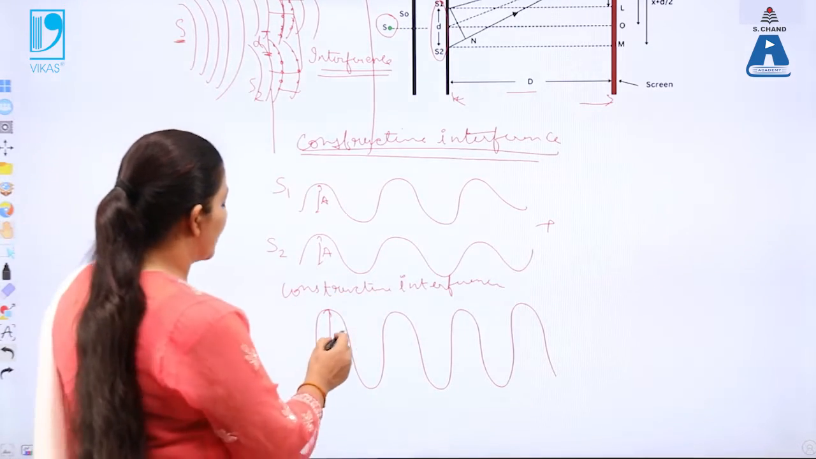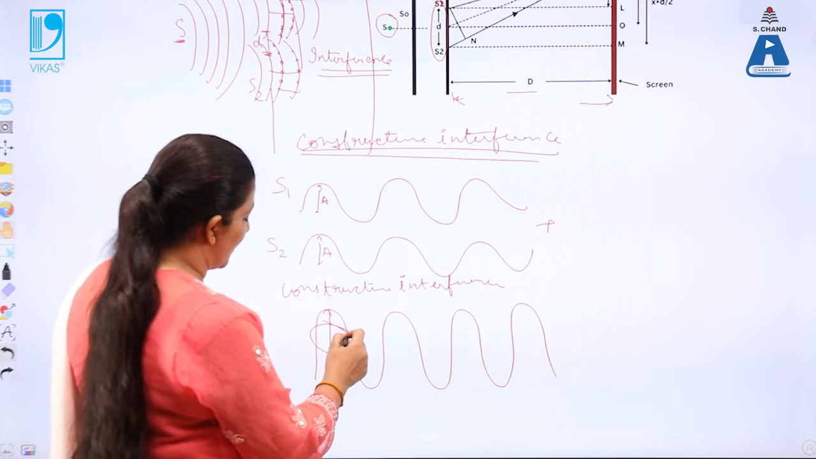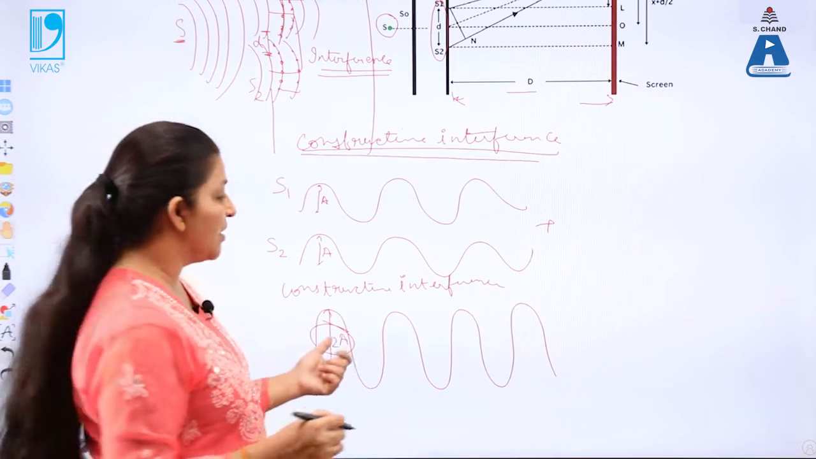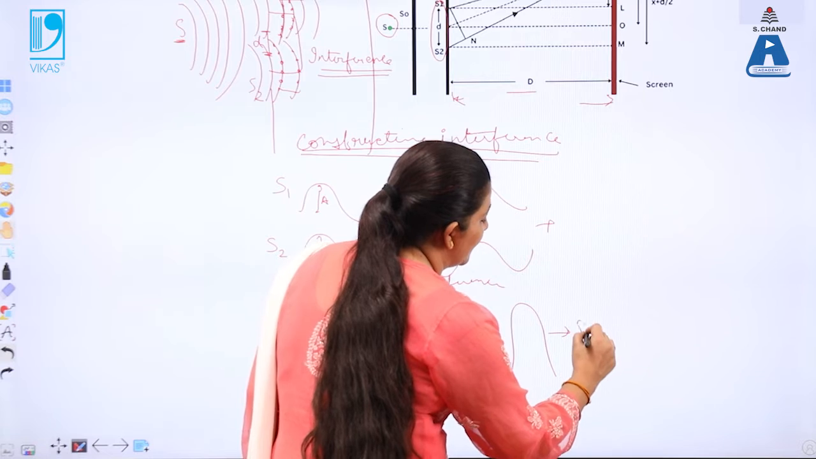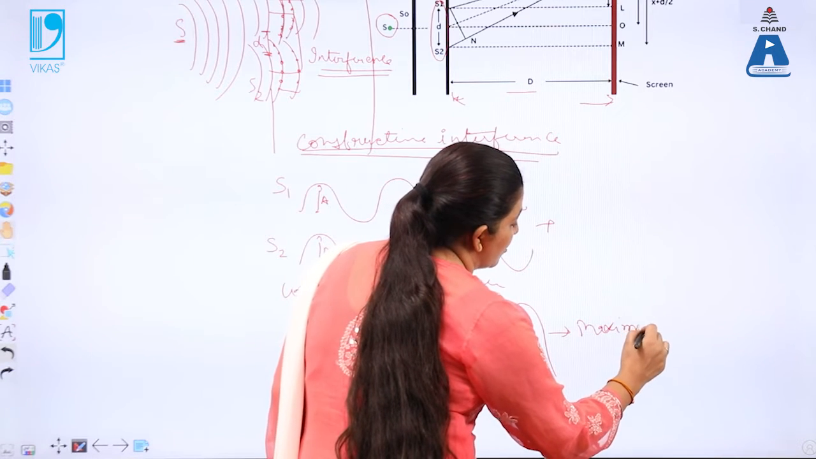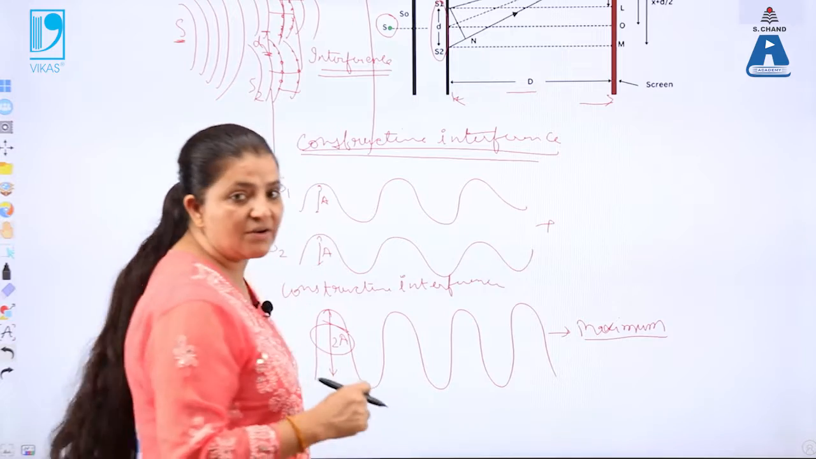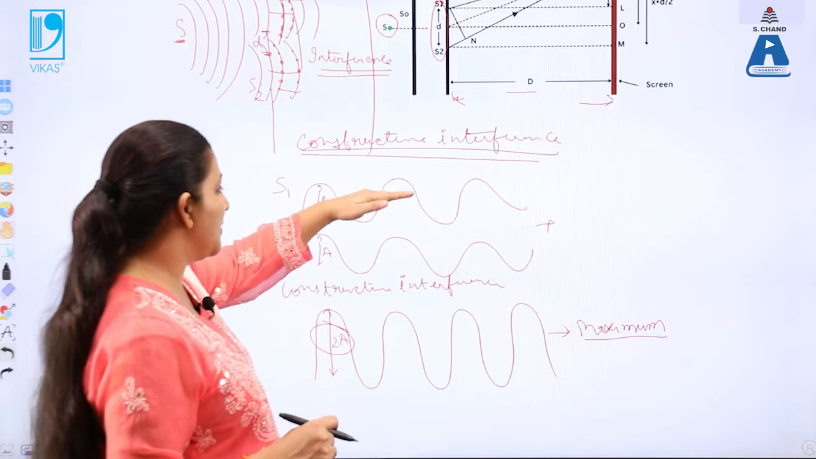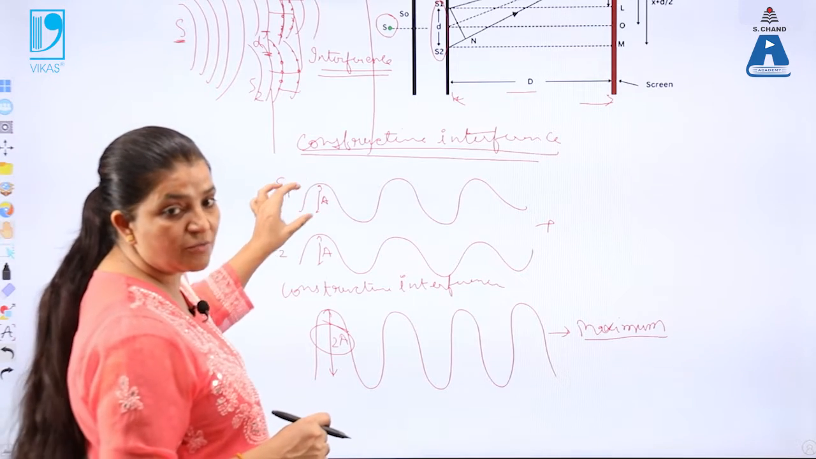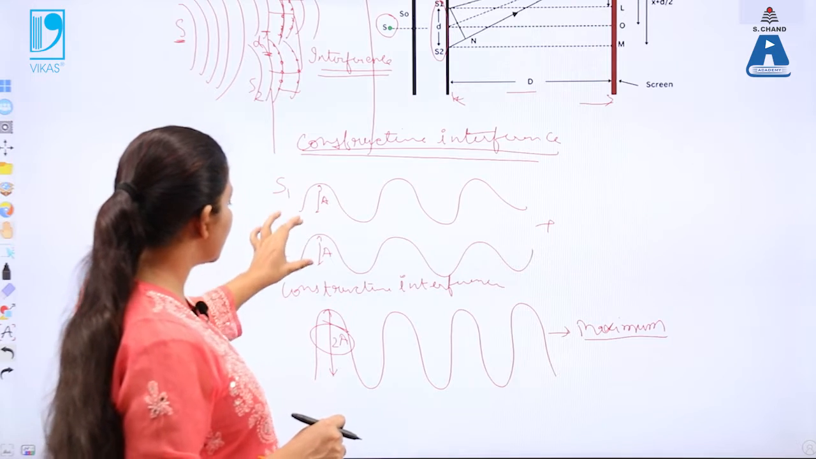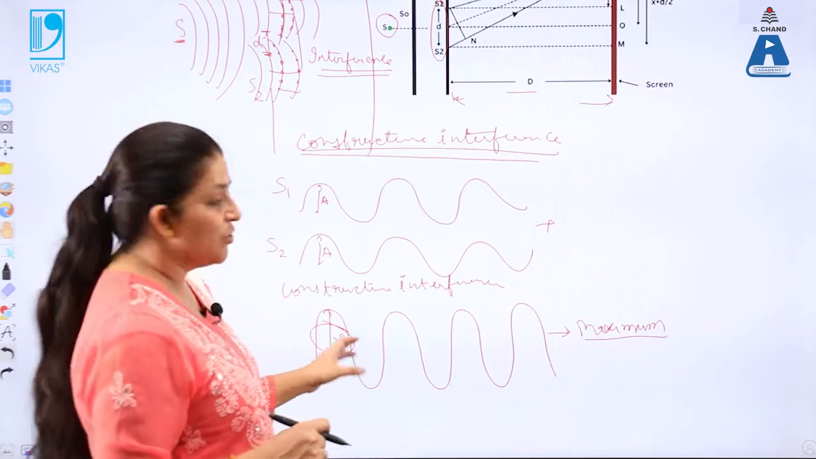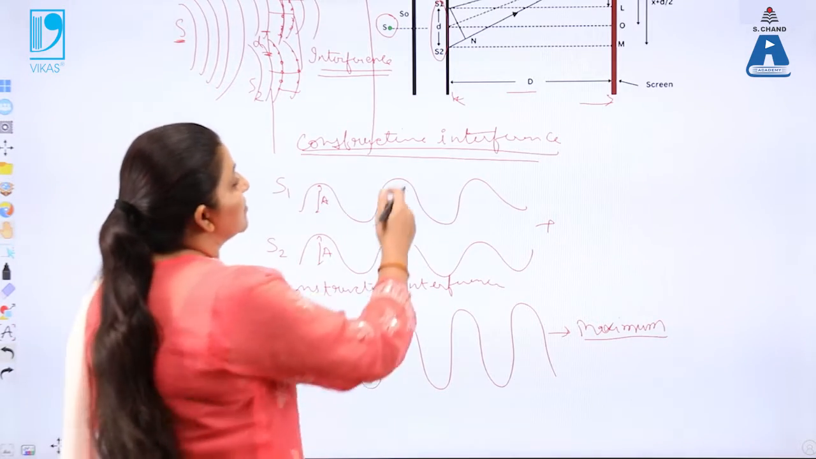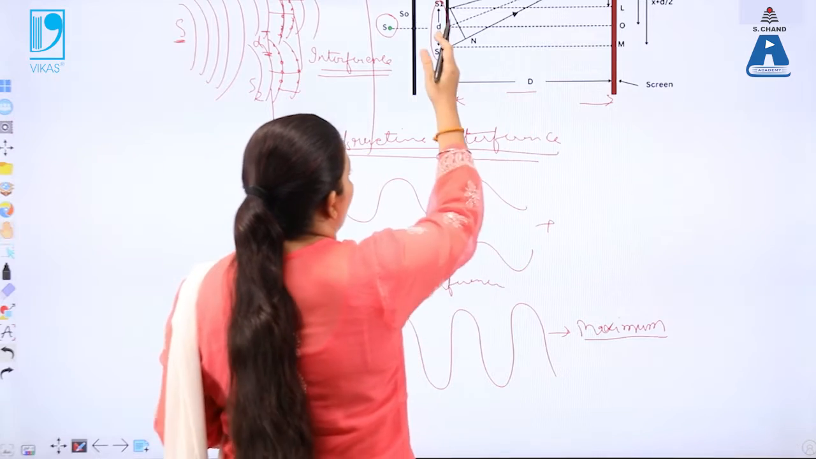So in this case, at this point we will get the bright fringes. That means maxima is obtained, and the intensity will be maximum. So on the screen, when constructive interference occurs, we will get maximum intensity. Both the waves overlap each other when maxima of one falls on maxima of the second, so the resultant wave will have twice the amplitude. So we will get maximum intensity on the screen, which is at a distance D from the two slits.